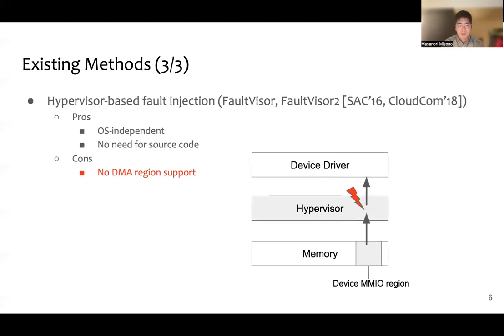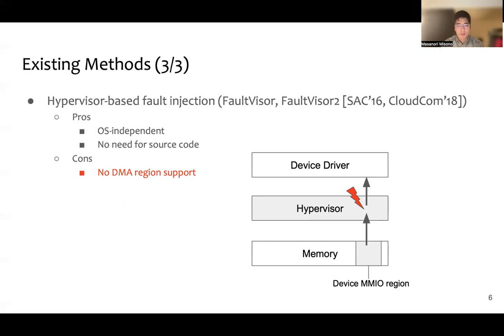Another study proposed hypervisor-based fault injection to inspect the device driver's error handling process. The hypervisor traps a guest device access and performs fault injection. This approach is OS independent and does not require source code. However, the previous studies only test PIO and MMIO regions, and testing the DMA regions is not supported.